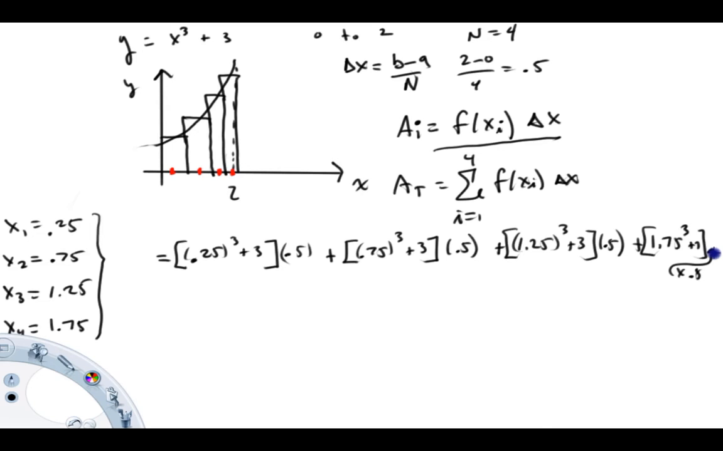Right? So what I'm looking at now is the sum of all the areas. This one represents area 1, area 2, area 3, and area 4, and we are summing them all up. That's what the sigma notation means.